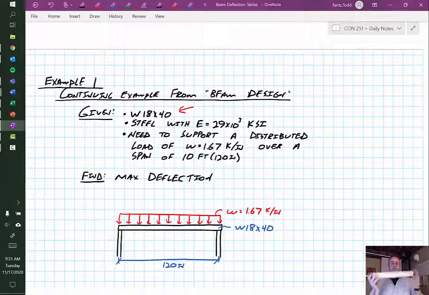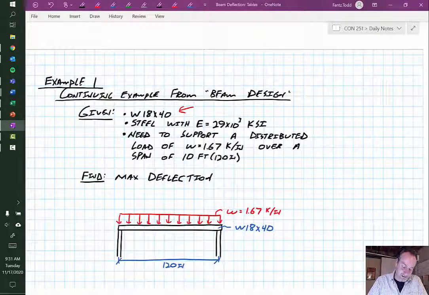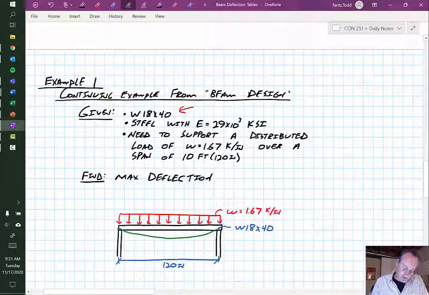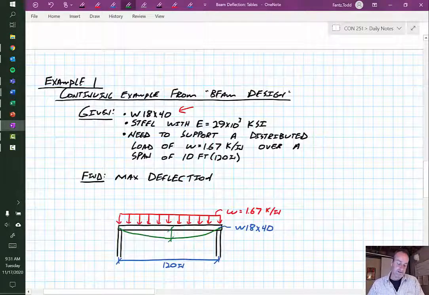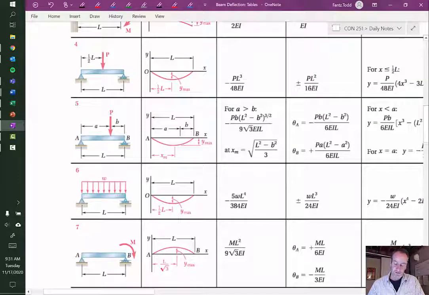So once again, distributed load over the whole thing makes a big smiley face. We can imagine what it looks like. We should know just from symmetry that it's going to happen right at the midpoint. But regardless, even if we didn't know that, all we need to do is come up to our table and say which one is this, and I see that that's case number 6. Like I said, probably the most common.